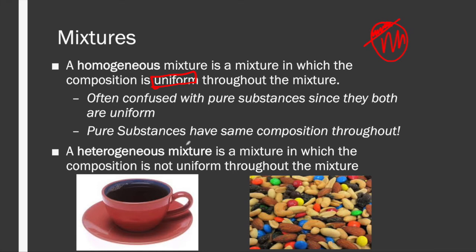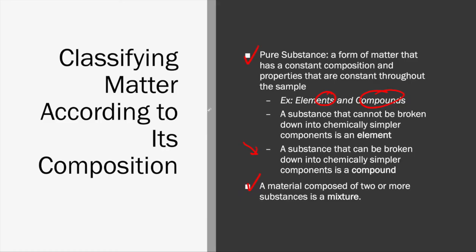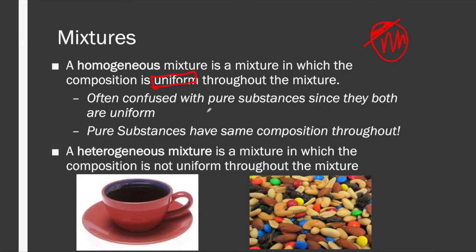Because it's homogeneous, right? Okay, a common mistake that people make: it's often confused with pure substances, which we talked about here. They are similar, but they are not the same. They both are uniform, but pure substances have the same composition throughout. So, think about it this way. The only difference is that the composition of a substance is always the same.